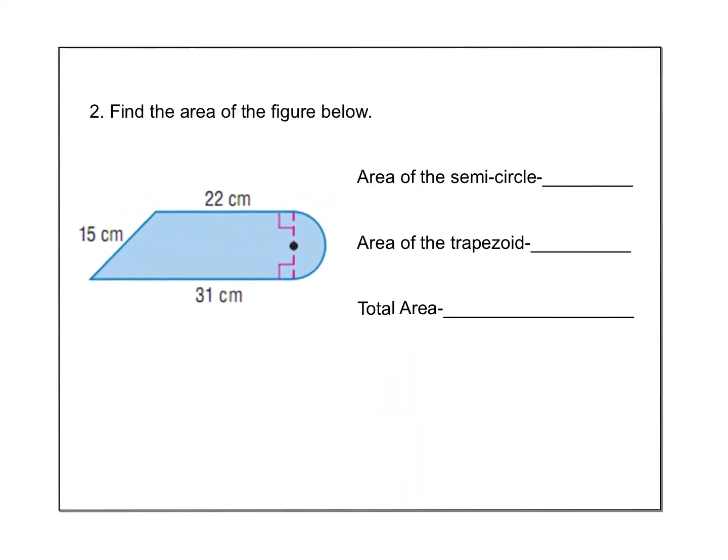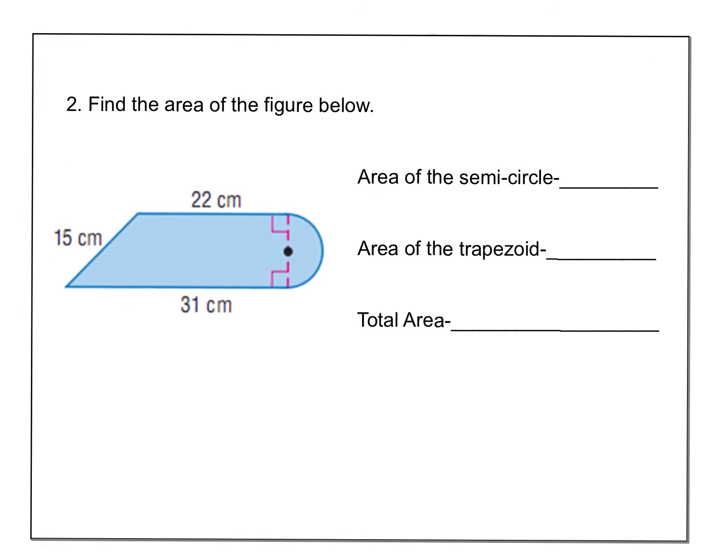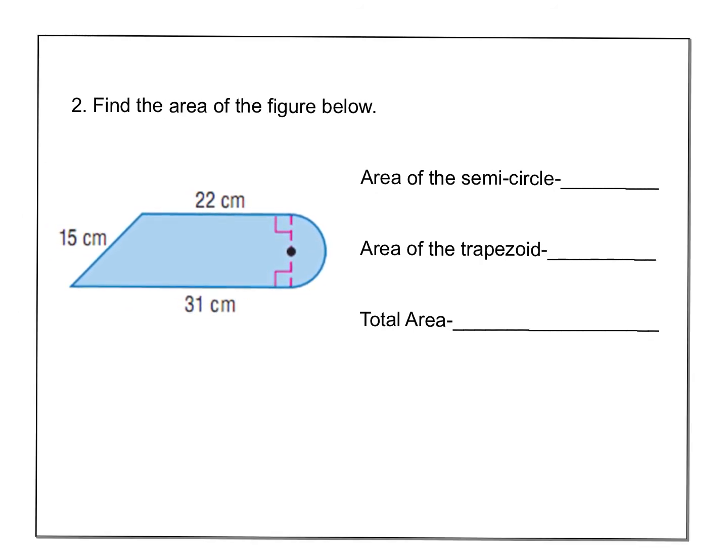So now here I've got a semicircle, but I've also got a trapezoid. Okay, so here's what I've got to consider. I'm going to consider that this length here, this is my 22. Okay, so if this is 22, that makes this length 9. I've got to figure out that. How do I know this is 9?